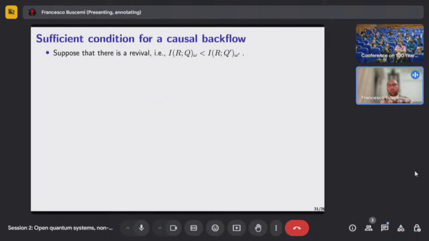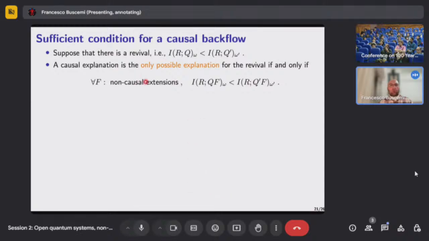And here is a sufficient condition for the existence of a causal backflow, supposing that there is a revival. So now, a causal explanation is the only possible explanation if and only if, this is a tautology, if and only if there exist no non-causal extensions, right? So for all F, however you try to extend your system, you will always have this violation of locality. So in this case, a causal explanation is the only one that works because we know that the causal explanation always exists.